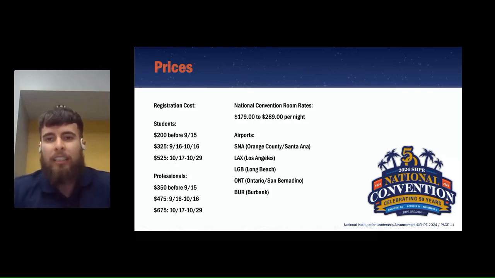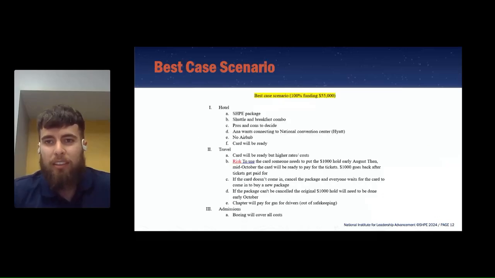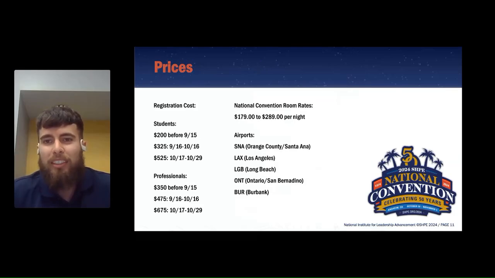Moving on, Nationals Convention hotel rates are going to be $179 to $289 per night at a hotel. That's the expected range from nationals. Keep in mind that this is all without taxes, so make sure you leave some room for taxes. We'll get into a little more detail on the next slides. The airports listed from top to bottom are the closest hotels to Anaheim.